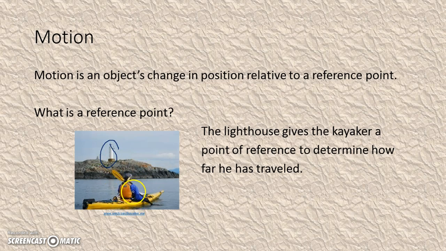If the kayaker started up the river and did not see the lighthouse and then now sees the lighthouse, he knows that he's moving. Also, if the kayaker starts on this side of the picture and then goes around and ends up on this side, the lighthouse has changed position relative to him, which means the lighthouse hasn't moved, the kayaker has moved. So it's a point of reference for someone to determine how far they have traveled.